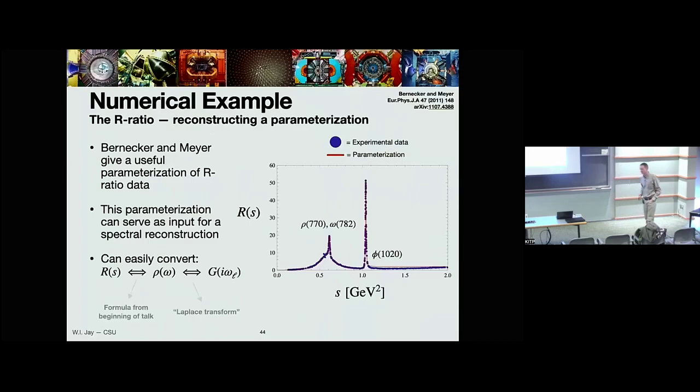To that end, and I promise I'm going to try to finish on time, let's go back to the R ratio. So of course, there's the real experimental data, but in terms of just creating pictures and seeing how a method works, it can be useful to work with a parameterization. In this case, in 2011, Bernecker and Meyer gave a nice parameterization of the R ratio data that hits the rho and the omega and the phi pretty well. Blue are the experimental data, and red's their parameterization. So red's what we'll use as the input for the method, and you can easily move back and forth between R of s, the spectral function, and the Euclidean data, right? Because we've got an explicit curve, and we have the formulas from earlier in the talk.